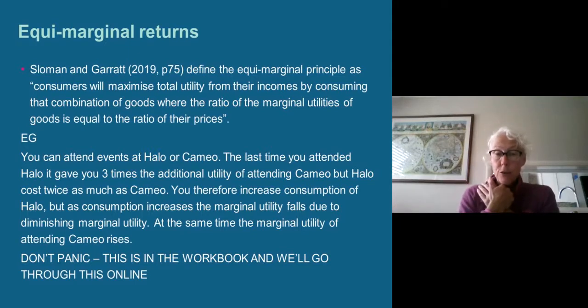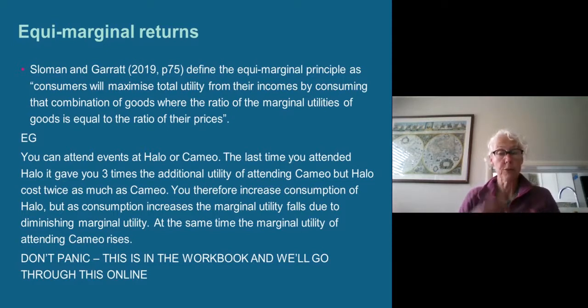So if you imagine two nightclubs in Bournemouth, Halo and Cameo, and when you last went to Halo, it gave you 3 times the additional utility of attending Cameo. Okay, so you got 3 times as much extra satisfaction from going to Halo than you did when you went to Cameo. But Halo cost twice as much as Cameo. Okay, so because you're getting 3 times the extra additional satisfaction, utility, you decide to increase the consumption of Halo even though it costs more.